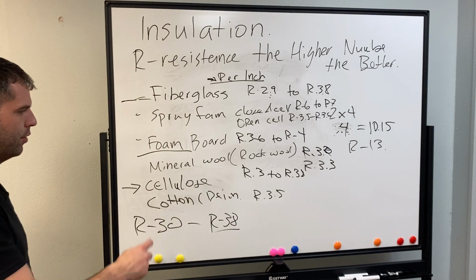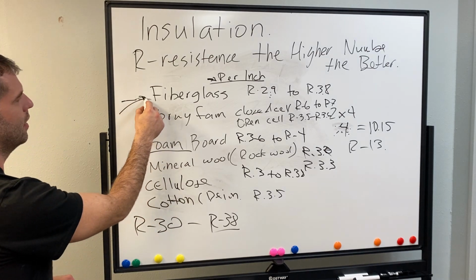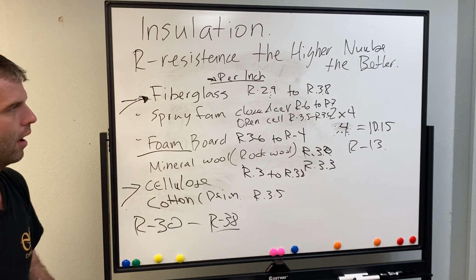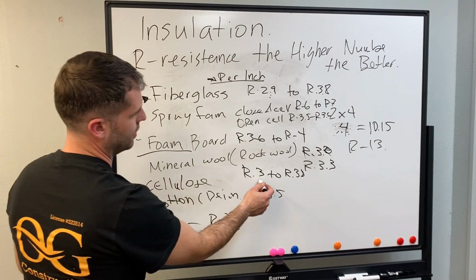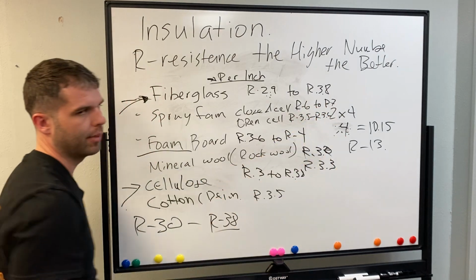So what people do is they use blow-in insulation, fiberglass, or some people use cellulose. The difference between cellulose is this one's 3, and this one's 2.9, this one's 3.8 and 3.8. So it's about the same.